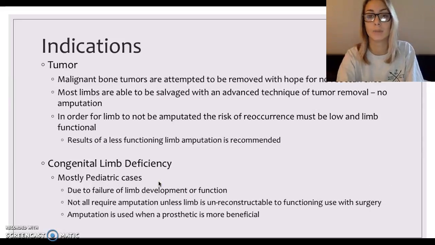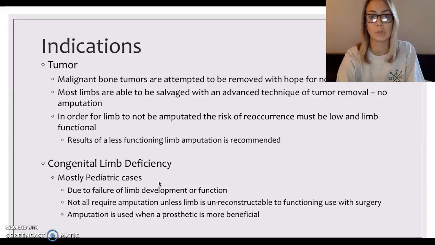Another indication could be from a tumor. Malignant bone tumors are attempted to be removed by surgery with hope for no recurrence. Most limbs are able to be salvaged with an advanced technique for tumor removal, which requires no amputation. But in order for a limb to not be amputated, the risk of recurrence must be very low and the limb must be functional. A less functioning limb will often result in amputation. Another form of an indication is congenital limb deficiency, which often occurs in pediatric cases.